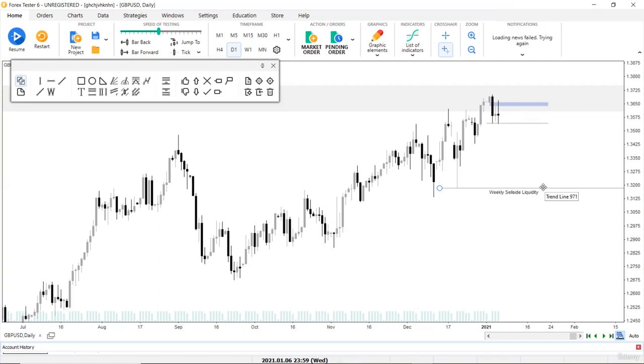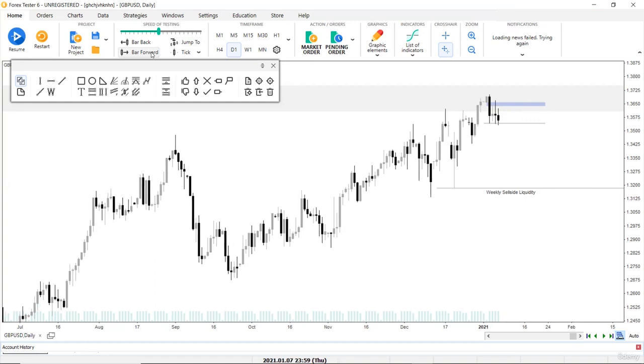But we do have bias. We have a weekly time frame bias. Price should be selling to this level. On the daily time frame it is a little bit more shifty. So I'm just going to play the candle forward. Let me move the candle forward one, so we see what happens.